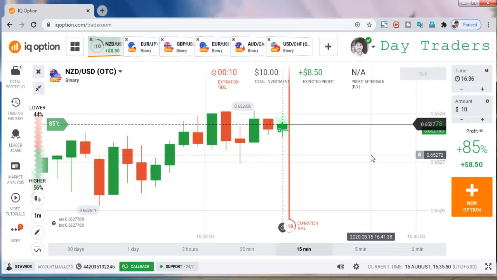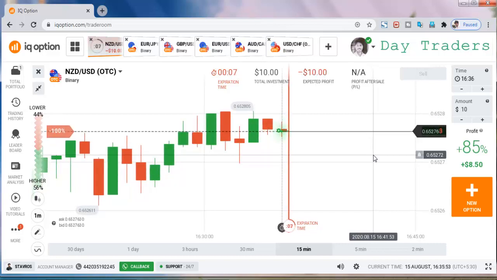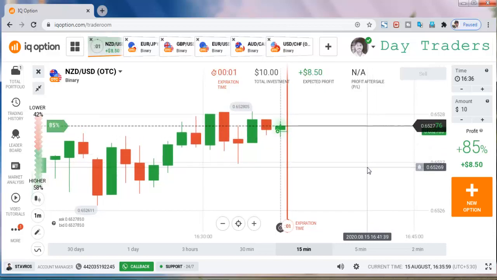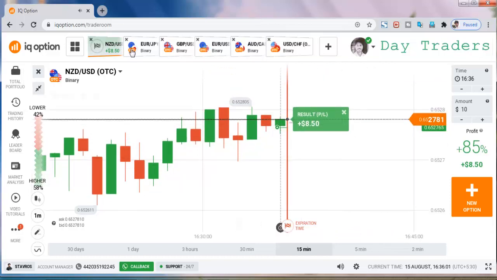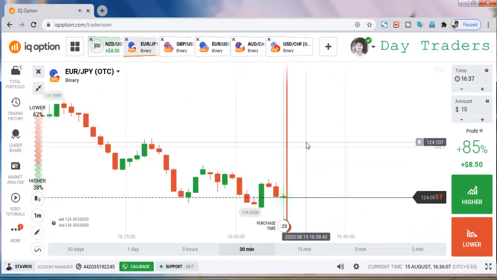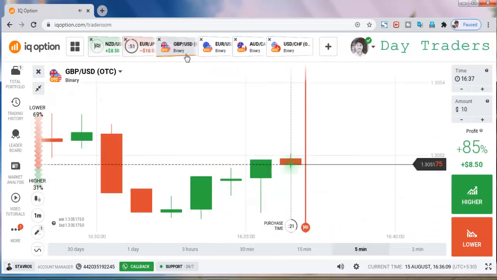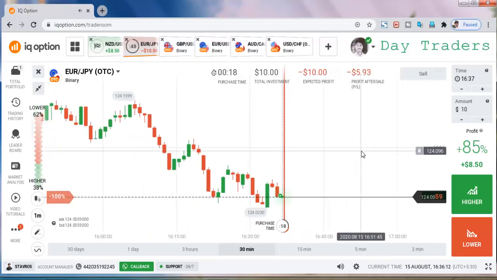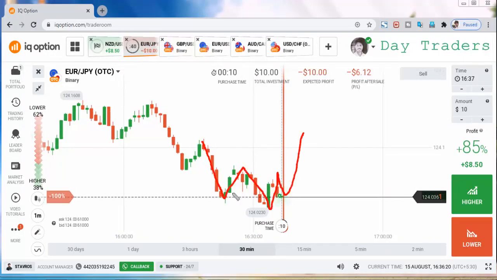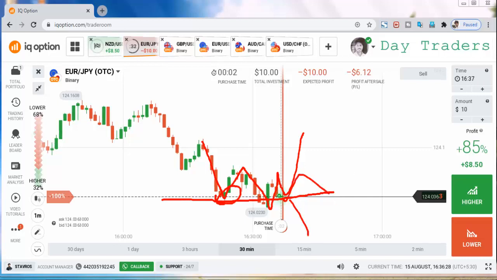Okay, 10 seconds more. Okay, this is a winning trade. I'll check the next pair. Okay, we'll place a higher option, and this is a head and shoulder pattern. You can see there is some buyer interest, so that's the reason I will place a higher option.